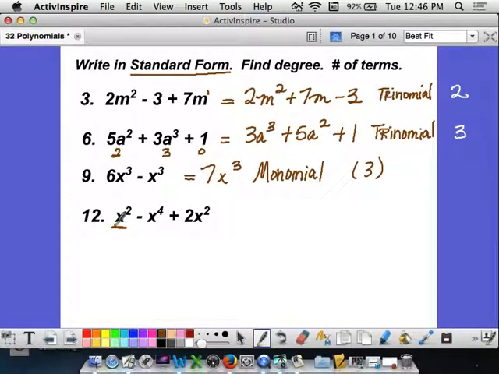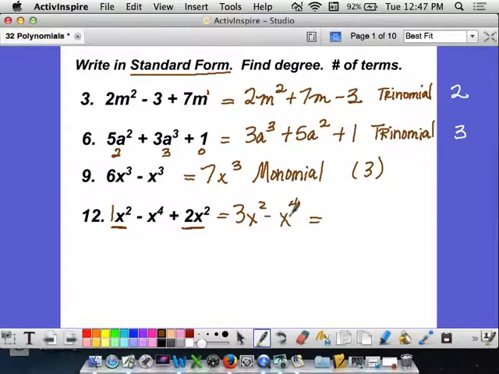In number 12, again, I want to go through and combine like terms. I see here that this has an x squared and this has an x squared. So I'm going to combine them, assuming this is a 1 here. So 1 plus 2 is 3x squared minus x to the 4th. But this is not in standard form. What puts it in standard form is to put it in decreasing power. All I did was combine like terms. So I put it in decreasing power.